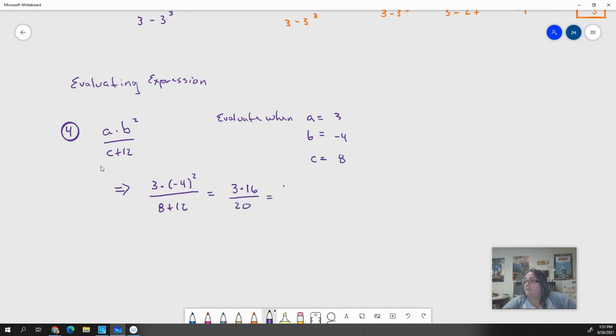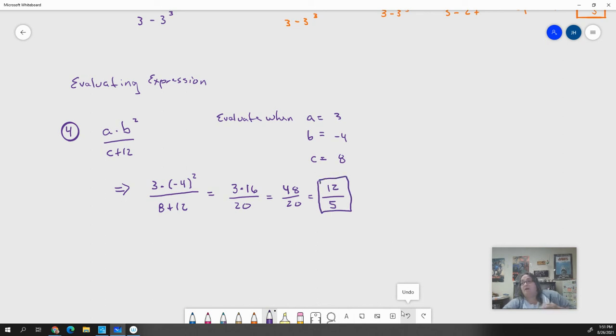And then we've got 3 times 16 is 48 over 20. And we're going to reduce that fraction. I know everything here is divisible by 4. This would be 16 over, I'm sorry, not 16, 12 over 5. And that would be your final answer.